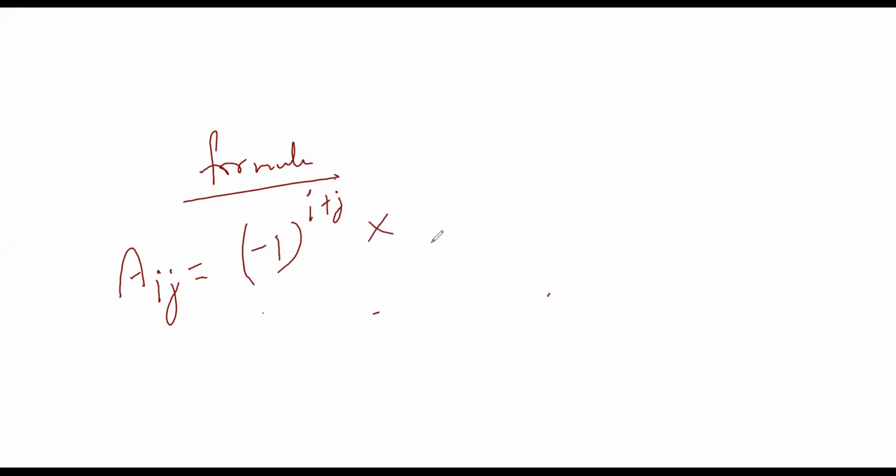What is the formula for the minor? The same, the elimination. What about the Aij? That is our cofactor. It is (-1) to the power i plus j into Mij, where i represents rows and j represents columns.